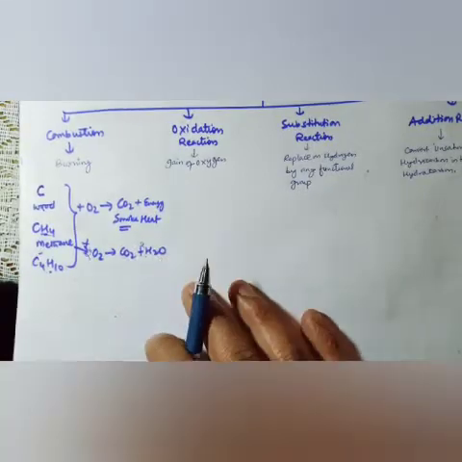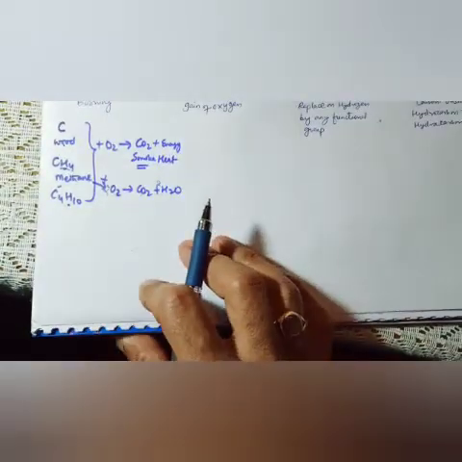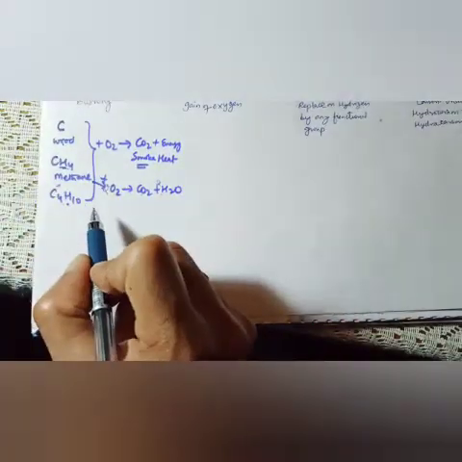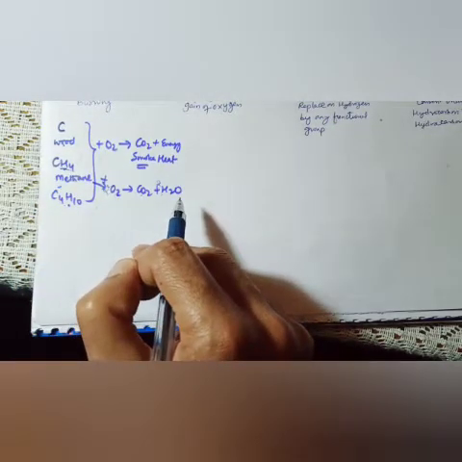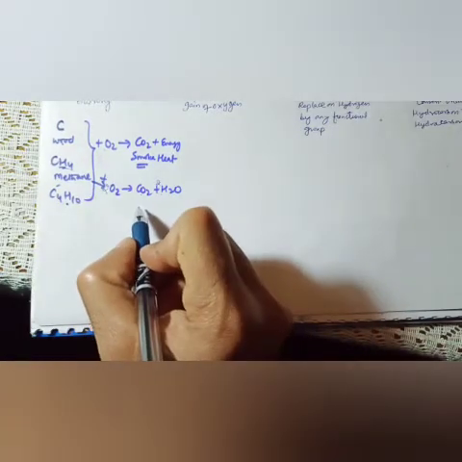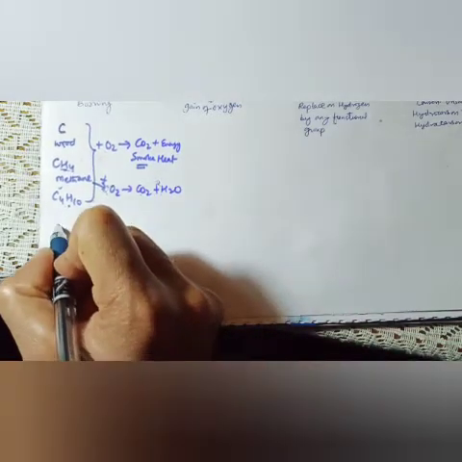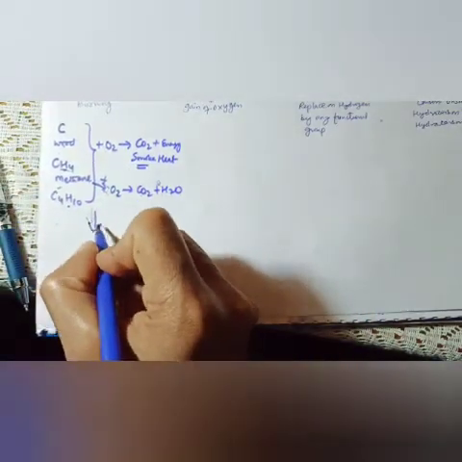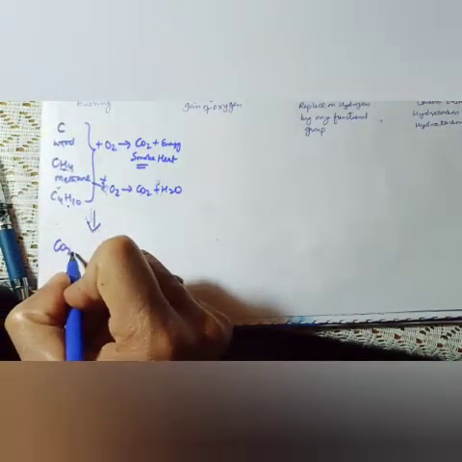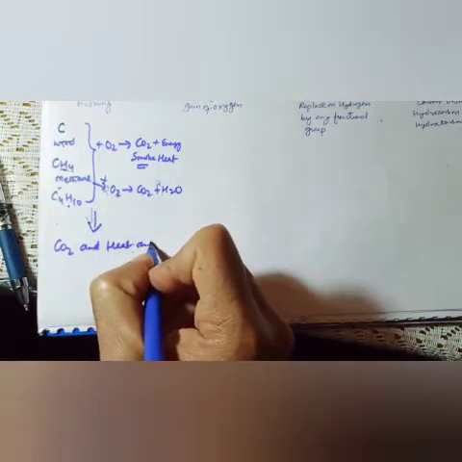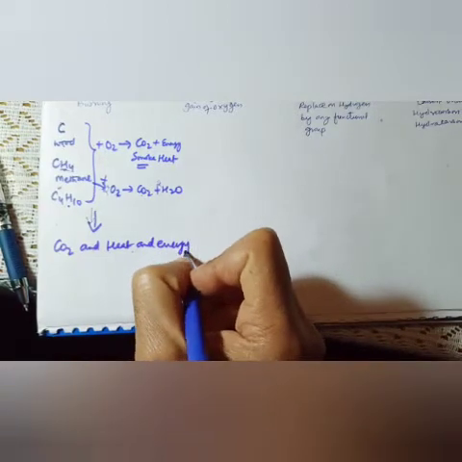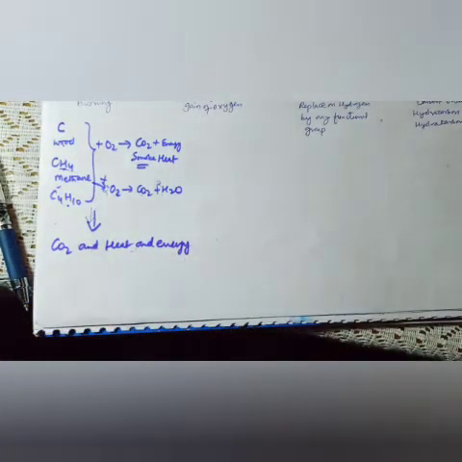So combustion is simply when carbon burns in oxygen to give carbon dioxide and an enormous amount of energy, which is liberated in the form of heat and light. So the conclusion of combustion is that it produces carbon dioxide and heat and energy or light. Some examples are given here in combustion.